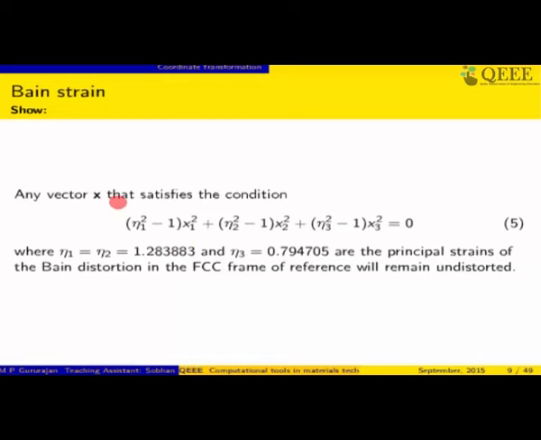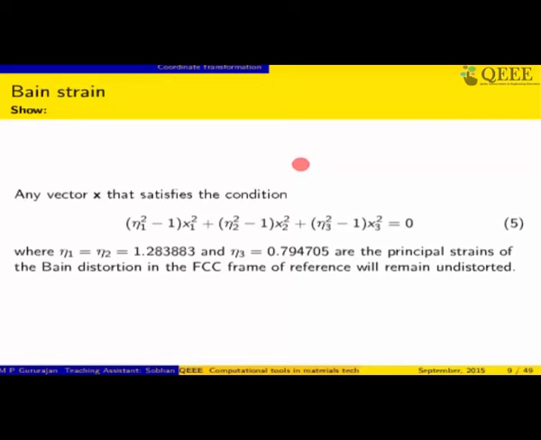Okay, so this is very, very important. Why is this important? Because crystallographically, the existence of undistorted planes or undistorted directions plays an important role in how the phase transformation itself proceeds. That is the reason why these computations are very important. Many times you want to know if there is a direction which is undistorted, and if so, what is that direction?